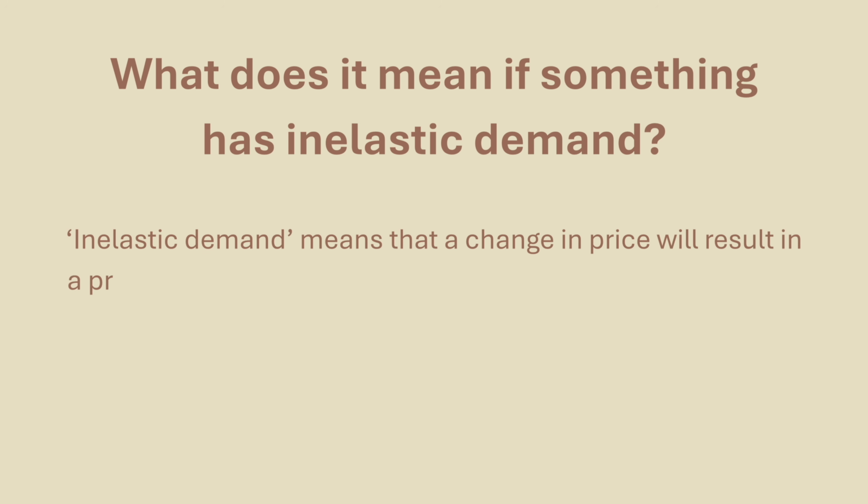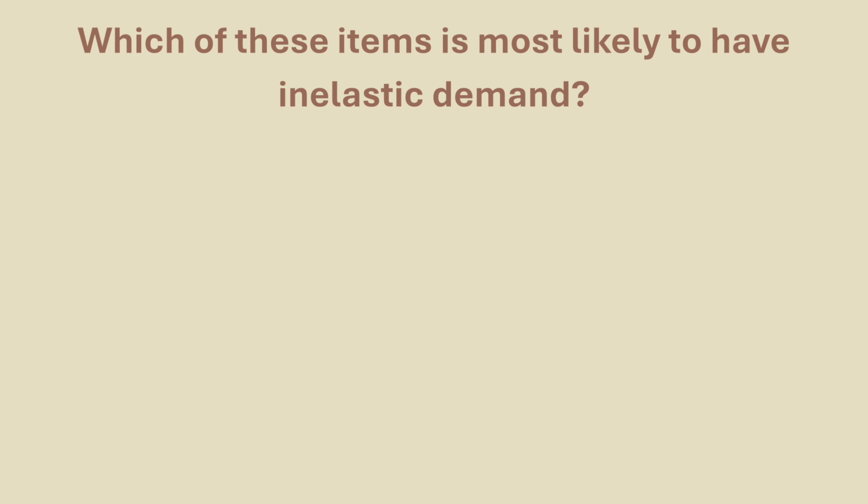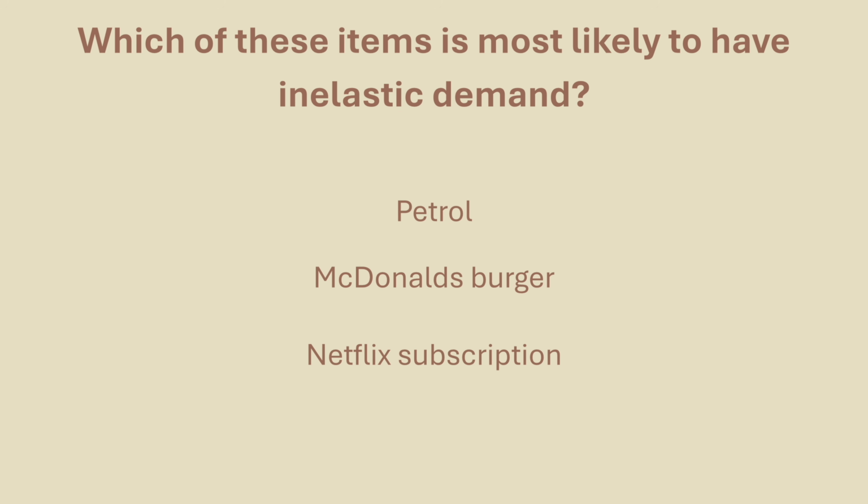Inelastic demand means that a change in price will result in a proportionately smaller change in quantity demanded, and the curve is steeper. Which of these items is most likely to have inelastic demand? Petrol, a McDonald's burger, or a Netflix subscription? The answer is petrol. It is something that people buy a lot of, even when the price goes up.